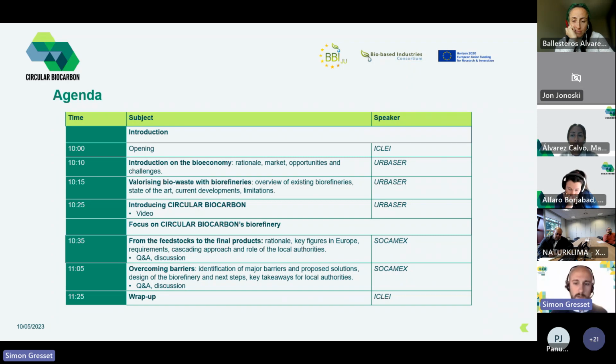This will be done by Yolanda from Socamex. First we look at the feedstocks that will be used for this biorefinery, the final products that will be produced, and so on. And the final presentation will focus on the barriers that may arise during the development or the implementation of such a biorefinery, and we'll look at the different ways to overcome those barriers.